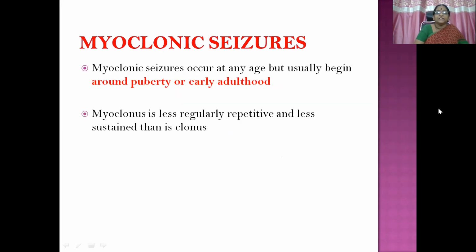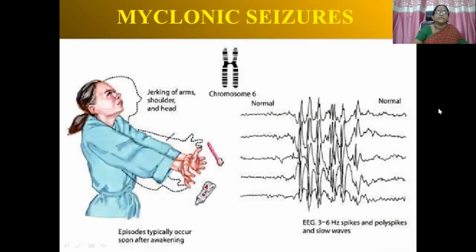They occur at any age, but usually they start appearing around puberty or early adulthood. This is less regularly repetitive and less sustained than clonus, as you can see. In myoclonic seizures, muscles become stiff, with repetitive stiffness and jerky movements for a very short period of time. That is myoclonic seizures. There is jerking of the arms, shoulder, and head, as you can see. Episodes typically occur soon after awakening.